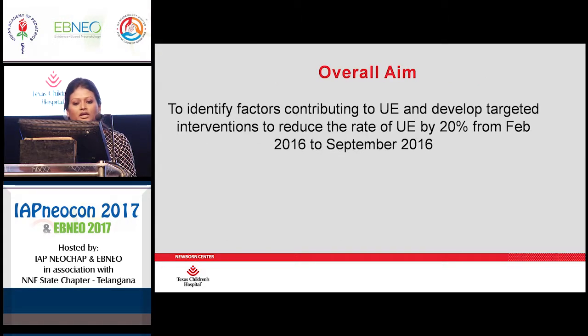So the overall aim for this team, and I wasn't involved in this, but the team has decided that their aim was to identify factors contributing to unplanned extubation and develop targeted interventions to reduce the rate of UE by 20% from February 2016 to September 2016.